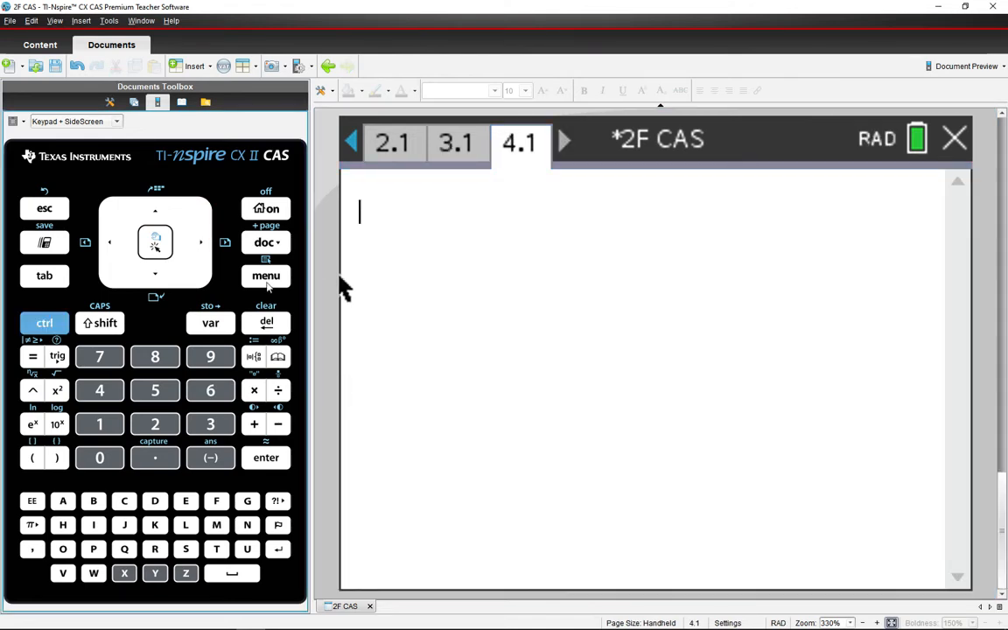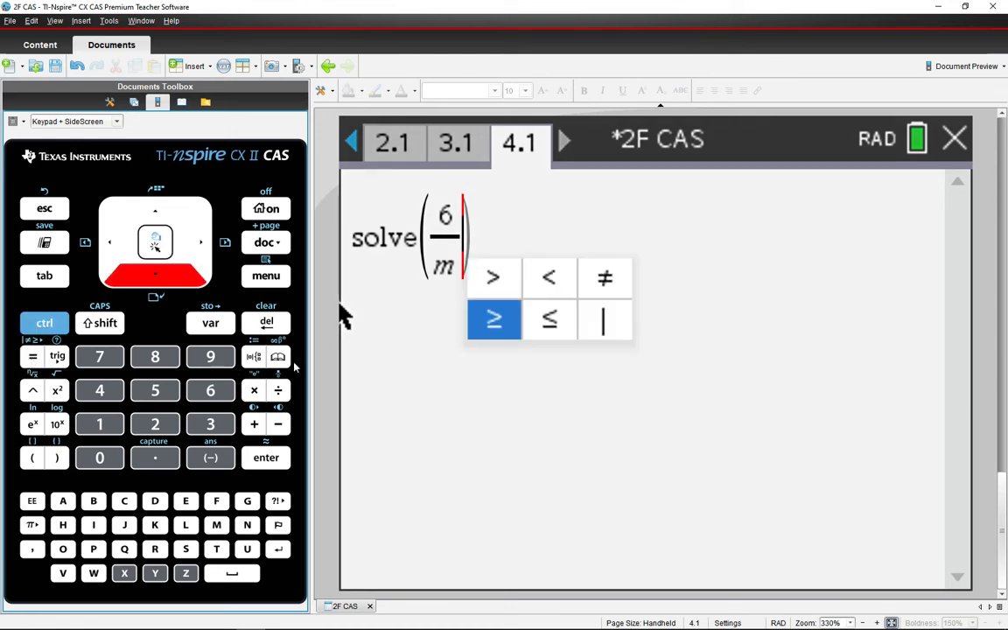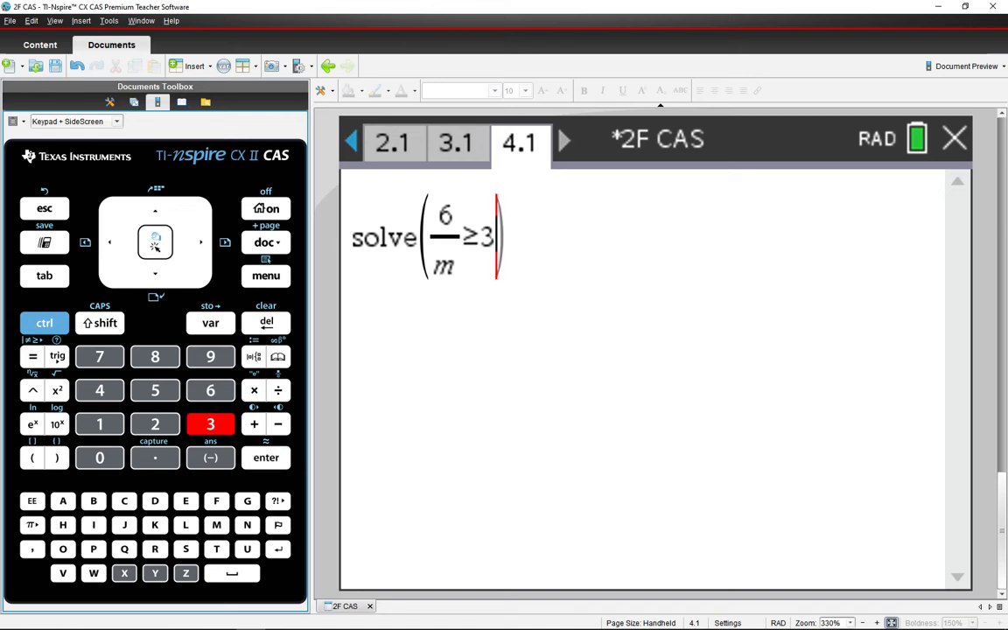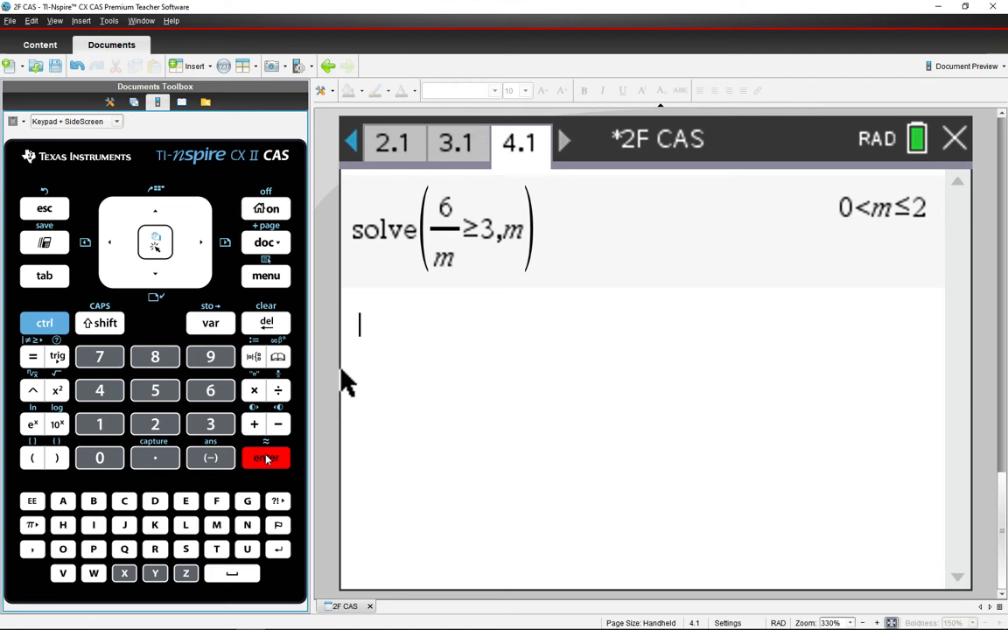So we're going to go to menu, then 3, then 1 for solve, and then control fraction, 6 down m, and then tab, and then at least. So control equal, and go to the bottom one, which is greater than or equal to 3, and then comma m, and hit enter, and there we go. So we end up with 0 less than m, less than or equal to 2. What that means is m needs to be greater than 0, but at the same time it needs to be less than or equal to 2.